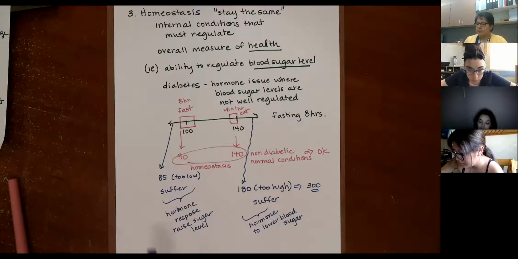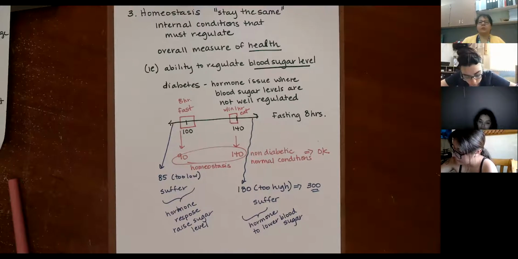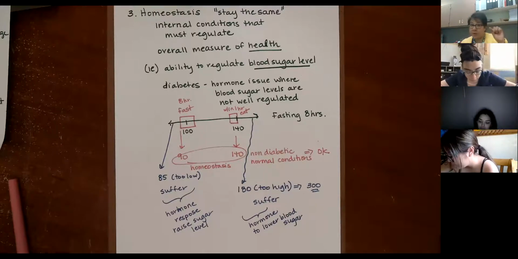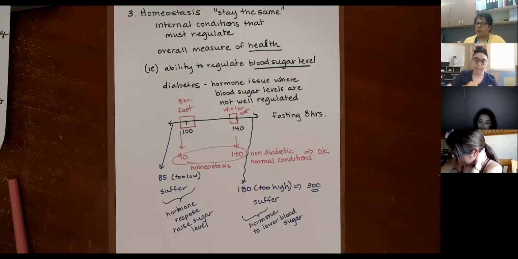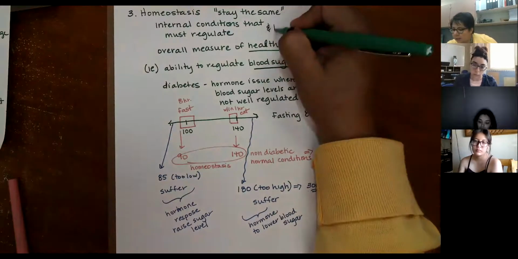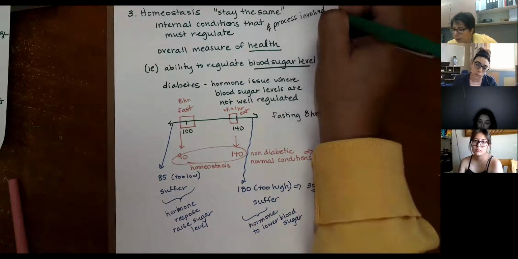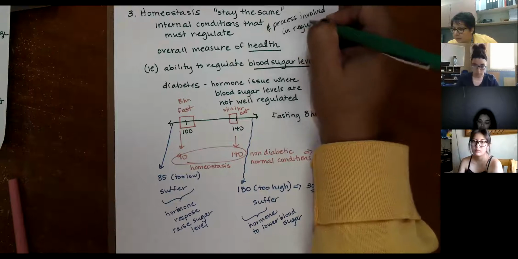Not only is the signal to eat part of your homeostasis, but the hormone signals that change your blood sugar levels, or at least try to change them, those are also part of your homeostasis. So again, it's kind of hard for me to just point to your homeostasis. I can't say there it is, because homeostasis isn't just one thing. It's all of those internal conditions, but I'm going to add to that, the processes involved in that regulation.